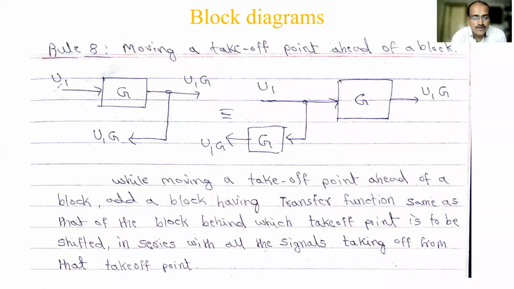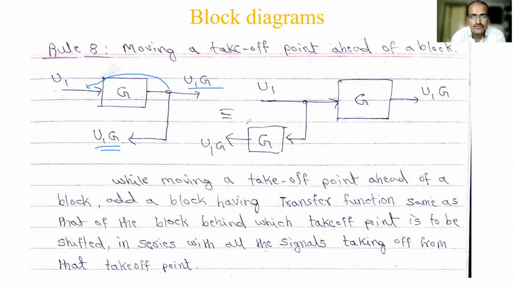So what you have in this case is a block, and the takeoff point is here, and the output of this is U1G, and now your feedback signal is carrying U1 into G. So this is the case. Now what I have to do is shift this takeoff point ahead of a block. That means before the block, the takeoff point should come and the block should come after that. Because of that, this answer should not change here, and this also should not change.